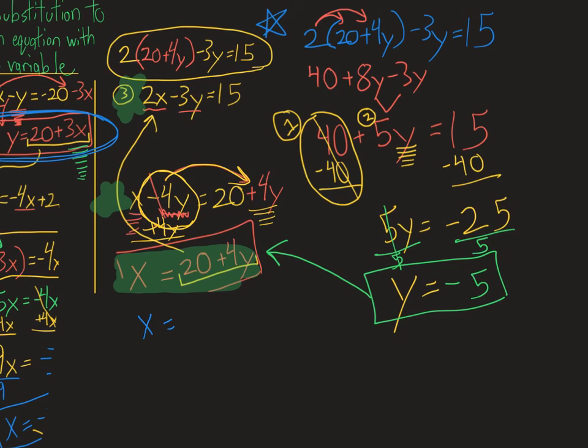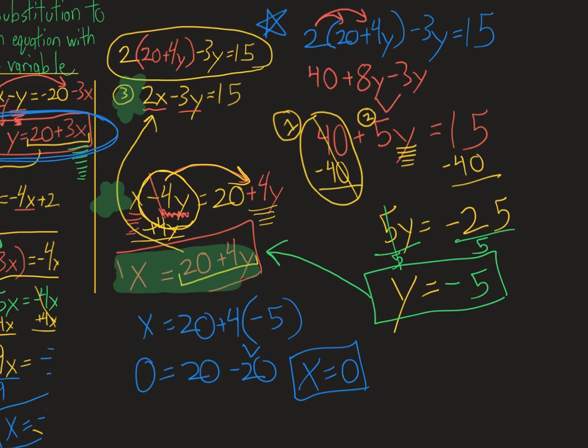So I've got x equals 20 plus 4 times, and what did we find y equals? It's negative 5. So there you go. We have 20 minus 20, well, that equals 0. And that's a valid answer. So x equals 0. So the solution for the system, x of 0, y of negative 5. And there you go. All right, guys, I'm hoping that these dots are starting to connect.